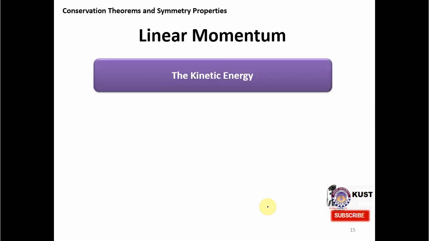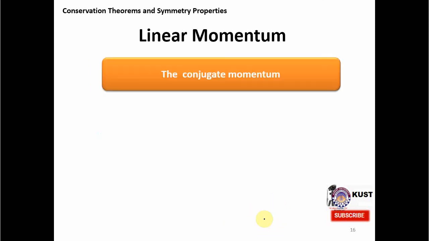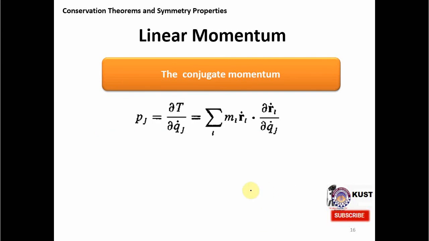And similarly, we can do this for the linear momentum. In case of the linear momentum, this is the kinetic energy, you know the definition of kinetic energy very well, and the conjugate momentum would be, you can simply recall, del T by del q dot is equal to m r dot and del r dot by del q dot. We can show that this conjugate momentum will again be a conserved quantity, and it is the generalized linear momentum. With simple manipulations, you can write m r dot del r by del q dot equal to m v and del r by del q dot.